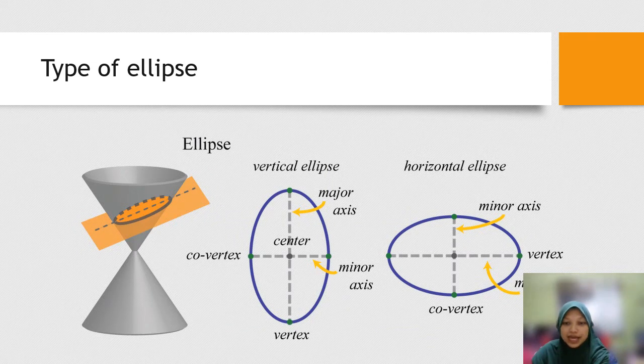Ellipse has two types. The first one is the vertical ellipse and the second one is the horizontal ellipse. The difference between these two ellipses is the position of the major axis. For the vertical ellipse, the major axis lies on the y-axis, and for the horizontal ellipse, the major axis lies on the x-axis. In this lesson, we will focus on the horizontal ellipse first.